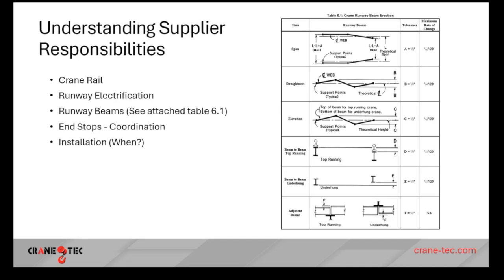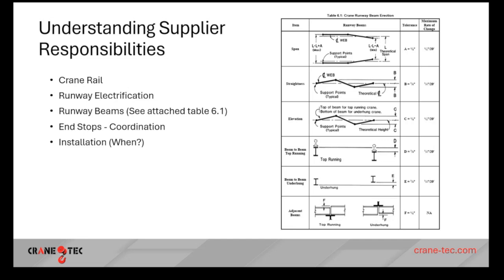This will also be included in this PDF that I sent you. This is from the Metal Building Manufacturers Association. These are the tolerances that your erector has to erect runway beams to. And when we check these tolerances when we're pulling our lines for our crane rail, we make sure that they're within tolerance. And these tolerances have to be kept so our crane rail can be within its tolerances. So crane rail, I believe, should be by the crane supplier. The runway electrification, obviously, I think is by the crane supplier.